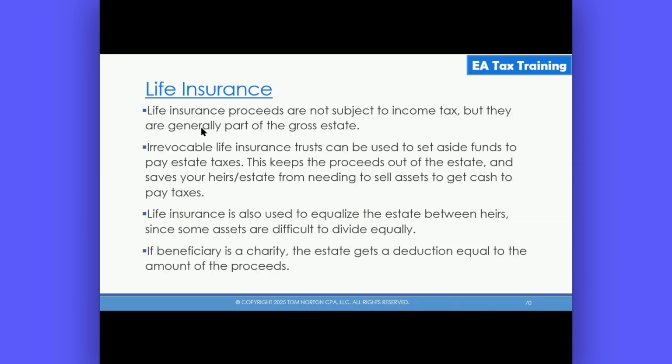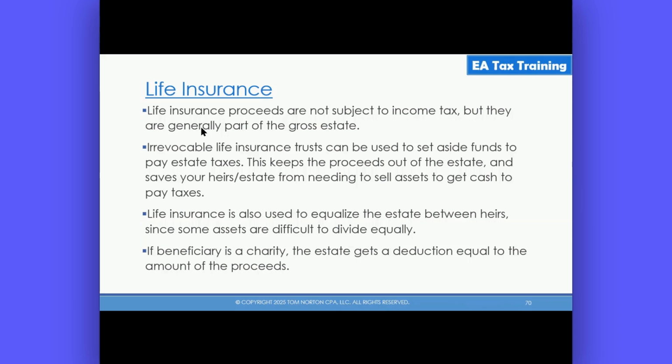Maybe you've got one child who is working in the business, so it makes sense to leave the business to that child. And then you can use life insurance to give the other children cash equivalent to the value of the business. You can also have life insurance with the beneficiary being a charity. If that happens, then the estate gets a deduction equal to the amount of the proceeds. So the person dies, the proceeds go to the charity. The proceeds are included in the decedent's gross estate.